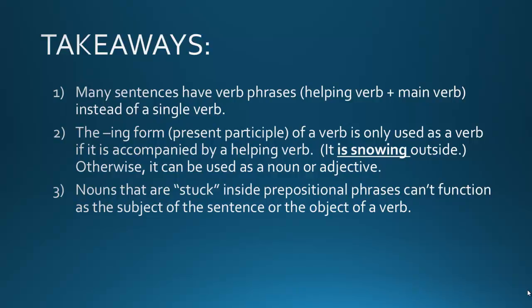That's one. Number two, the ing form, which we call the present participle, of a verb is only used as a verb if it is accompanied by a helping verb, okay? It is snowing outside. A lot of students will see a word like snowing, and it will be used as an adjective or a noun, but they think that because it's a verb form, it's automatically the verb, but that's not always the case. So just keep an eye out for these ing words and pay attention to how they're being used in the sentence, okay? Because they're not always verbs.